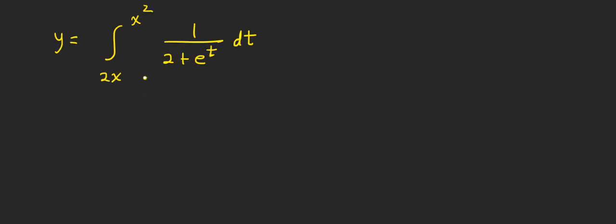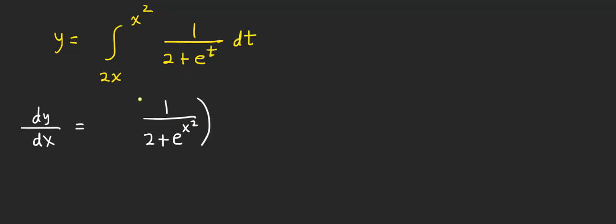Now you have the integral of 1 over 2 plus e to the t from 2x to x squared. So how would you find dy over dx? Now you've got to be careful because the lower limit is no longer constant, it's variable. So what you need to do is, first, instead of t, plug in x squared. So 1 over 2 plus e to the x squared, that whole thing times the derivative of x squared, which is 2x.